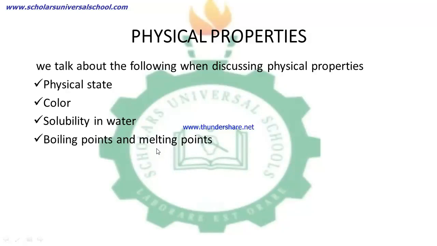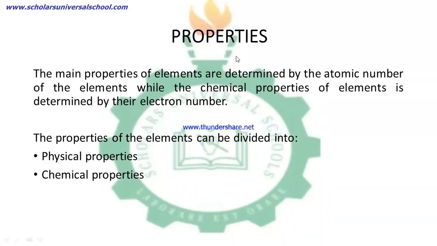And please let's take note that the physical properties of elements are determined by the atomic number, which is the same thing as the proton number. Please let's take note of that. While the chemical property is determined by the electron number, which is the number of electrons an element possesses in its atomic structure.